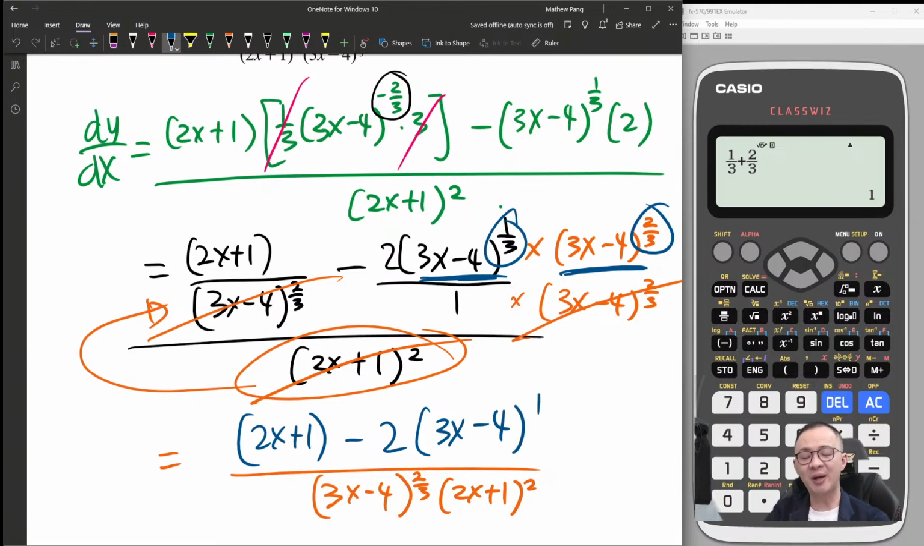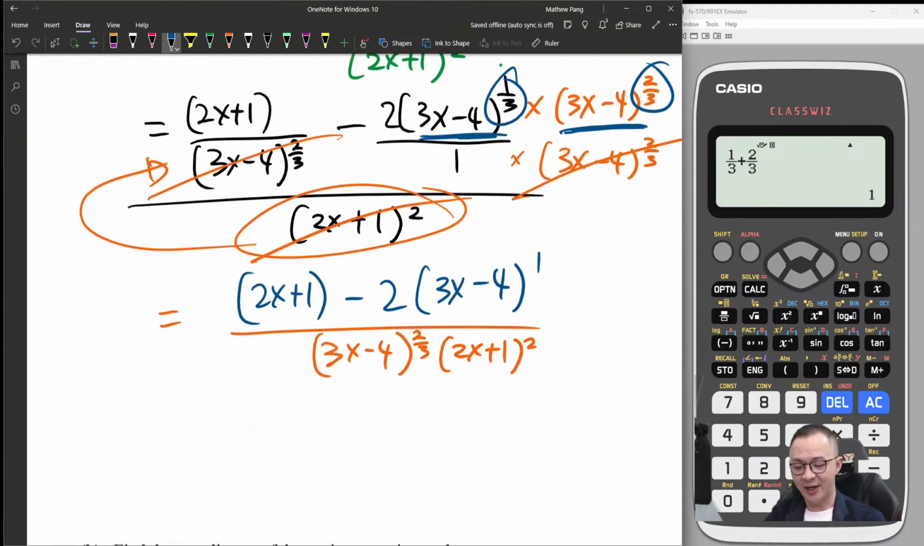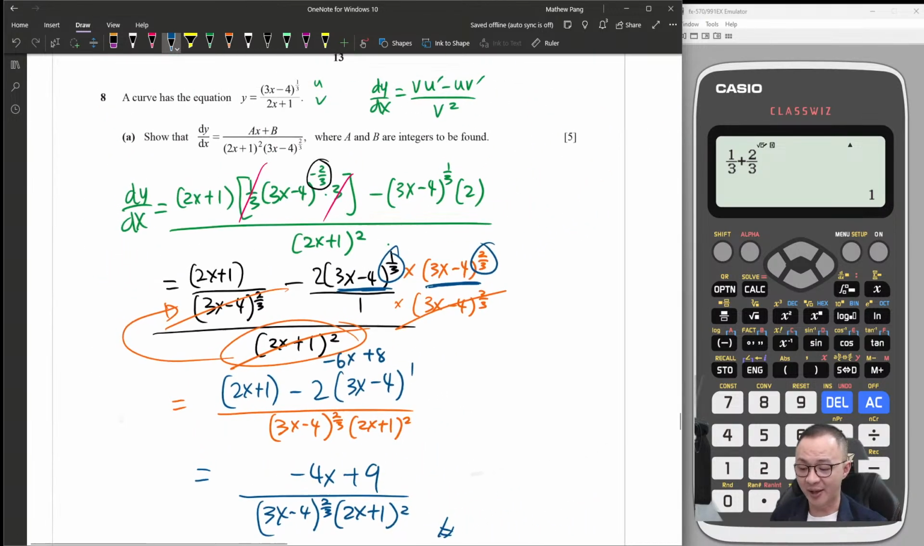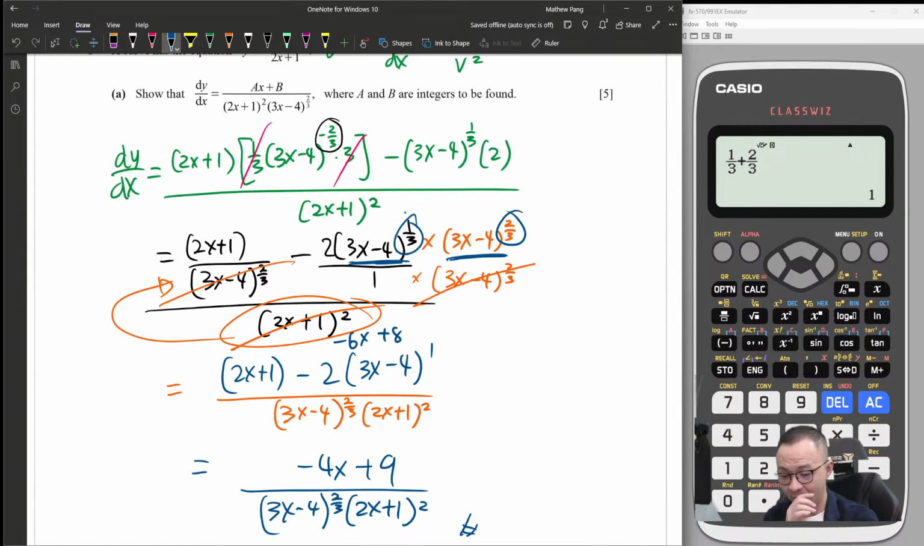Plus, multiply means plus at the power, isn't it? Cool? Then yeah, we're done. (3x minus 4) power of 2 over 3, (2x plus 1) square. This one is minus 6x plus 8. 2x minus 6x is negative 4x. 1 plus 8 is plus 9. This is the pattern they want. Do you see? But definitely they write the (2x plus 1) square first. It doesn't matter. Eventually you still get back the same thing.